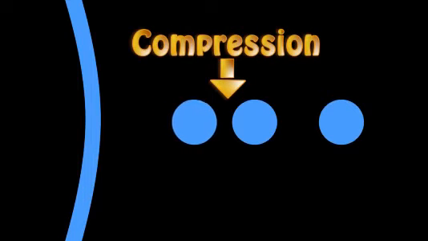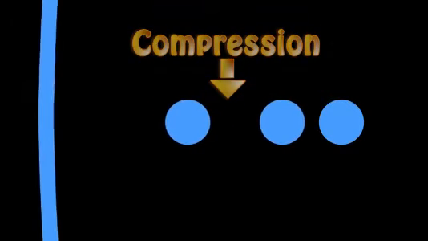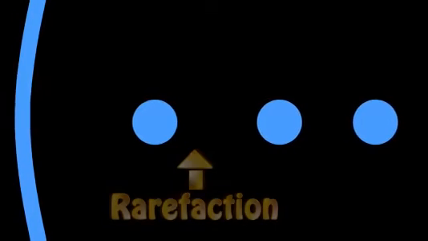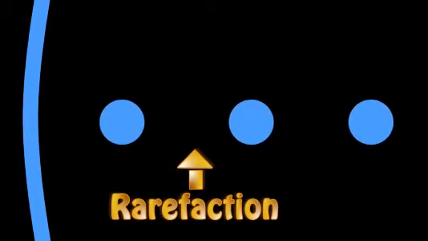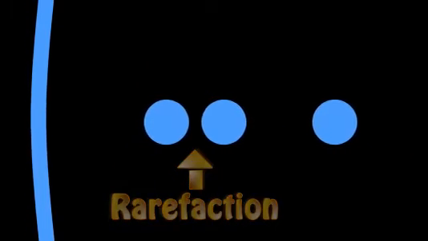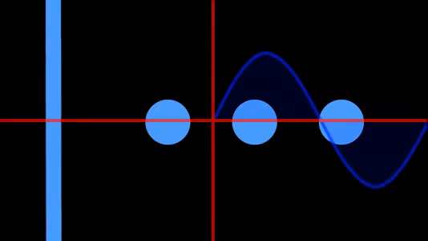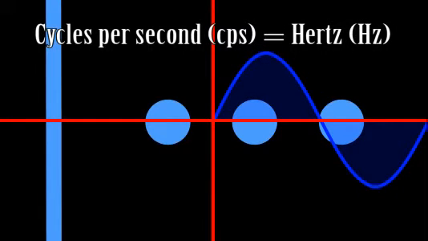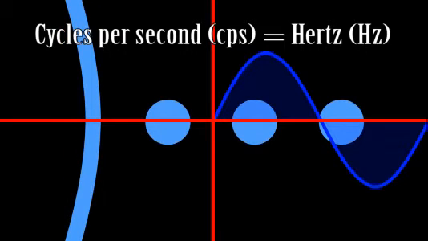the vibration displaced them. As a vibration moves outward through the medium, it pushes the molecules against each other, creating compression. Then as the vibration moves inward again, it pulls the molecules further apart, creating what is called a rarefaction. The number of times the vibration completes one compression-rarefaction cycle each second is how we measure the frequency of a wave. This is expressed in cycles per second, or hertz.